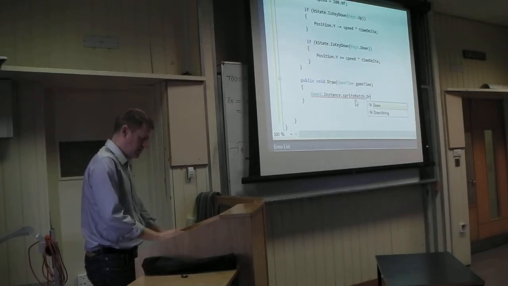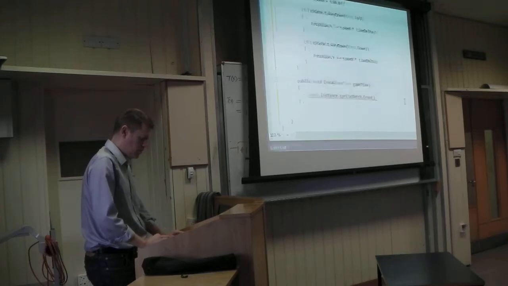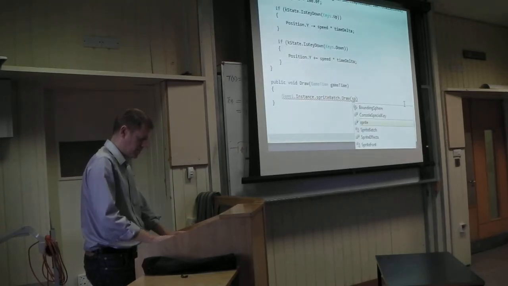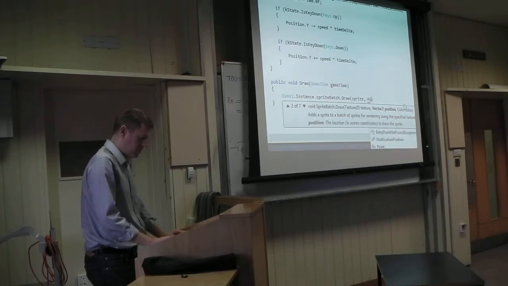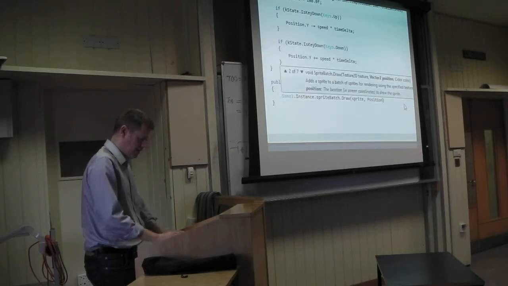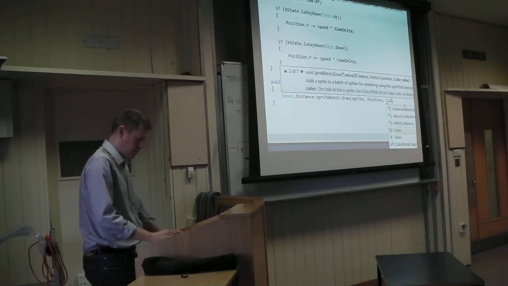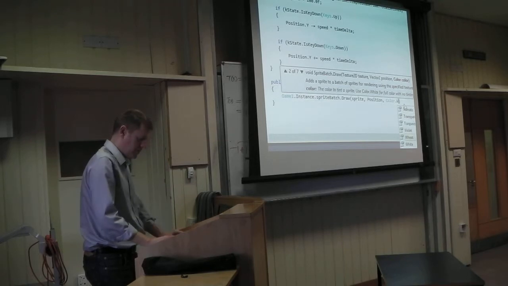Now, I'm going to use a different version of the draw today. Well, in fact, let me just draw it normally first, and then I'll change it around a bit. So then you go sprite. The next parameter here we're going to use is the position. And then finally the tint, which is just Color.White.